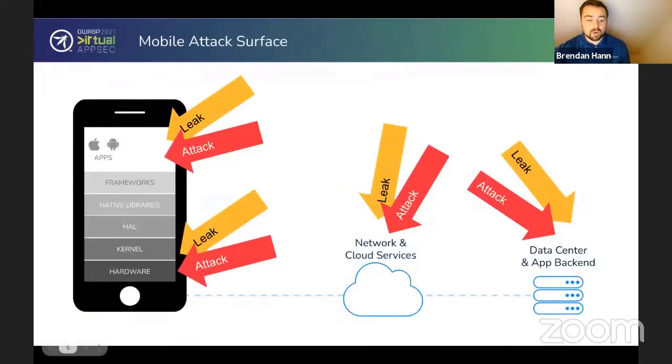So the mobile attack surface is broad. Attackers can take advantage of the app itself, the hardware it's installed on, the network and cloud services it utilizes, the data center in the app backend that it actually relies on. All of these are potential avenues for data leakage and attacking.